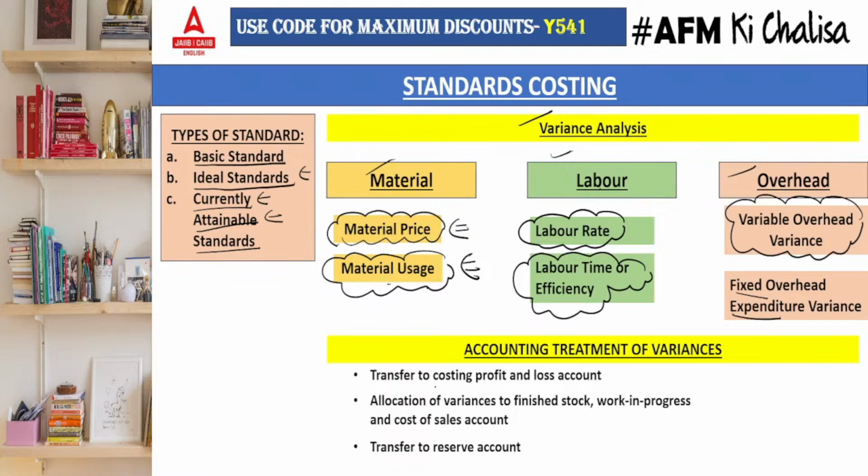We have to record it in costing P&L account, not normal profit and loss account, everyone. And yes, we have to see whether it relates to finished goods, WIP, or the sales there. And we have to transfer it to reserve account. That means these are the losses that we are ready to work upon.